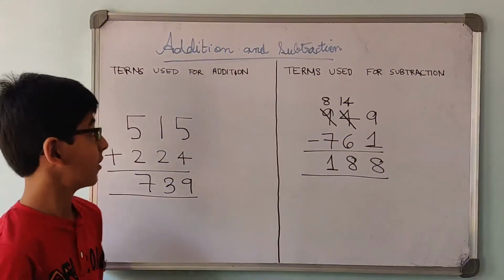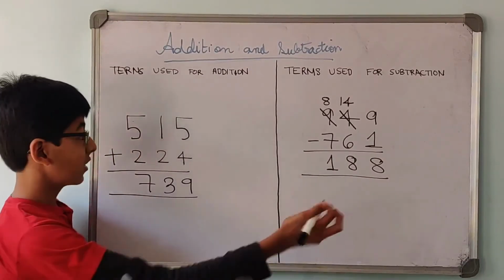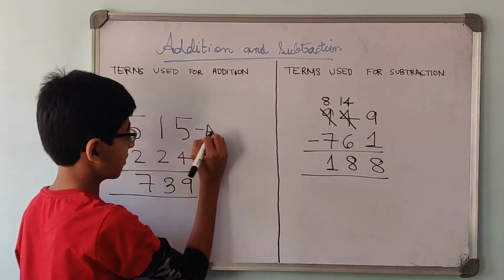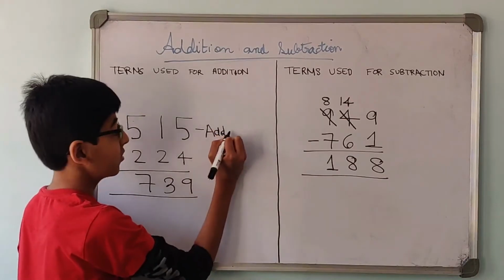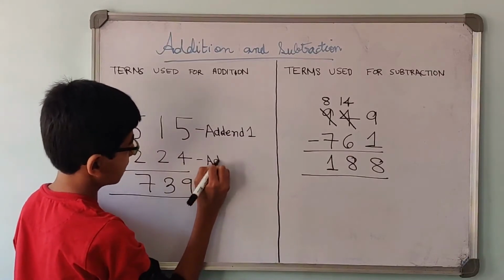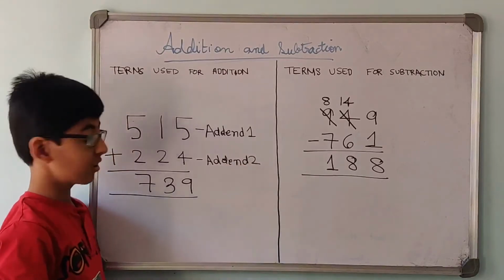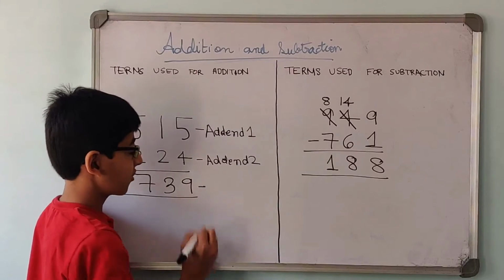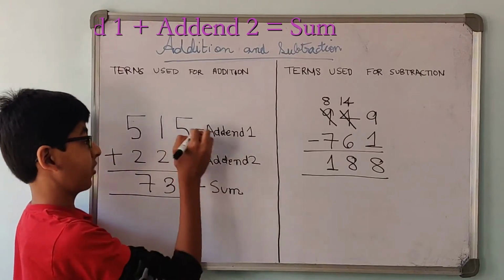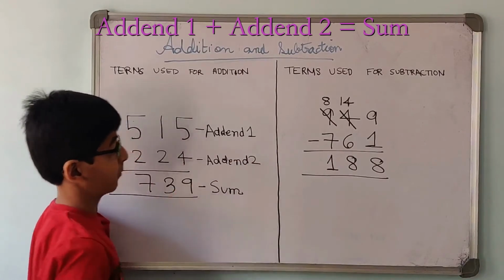So now let us learn the terms that we use for addition and subtraction. In addition, the first number that we are adding is called addend 1, and the next number that we are adding is called addend 2. These two are generally referred to as addends. Now the answer that we get is called the sum. So this is addend 1, addend 2. In general we call these addends, and this is the sum.